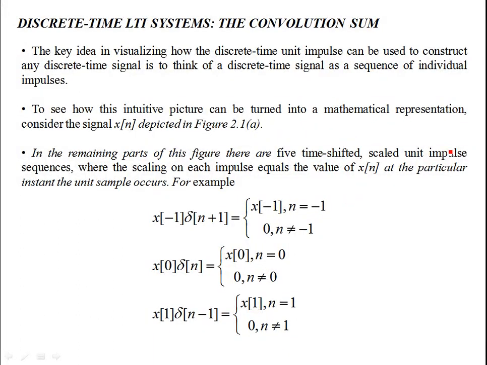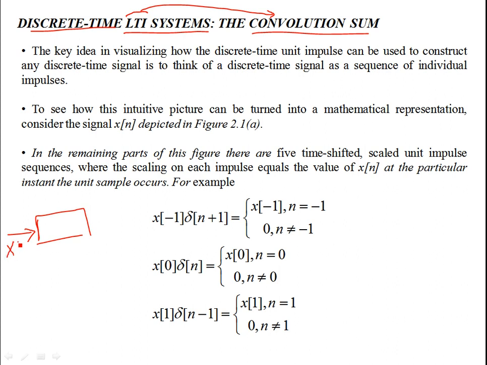A special class of systems famous as LTI systems, meaning they are both linear and time invariant. These two properties of the system lead to the famous convolution sum. How these two properties, linear and time invariance, lead to the convolution sum is what we are going to try to understand. We are talking of a discrete time LTI system.